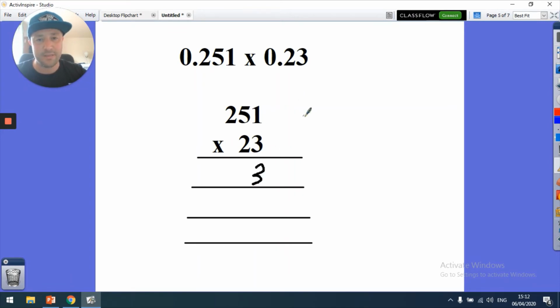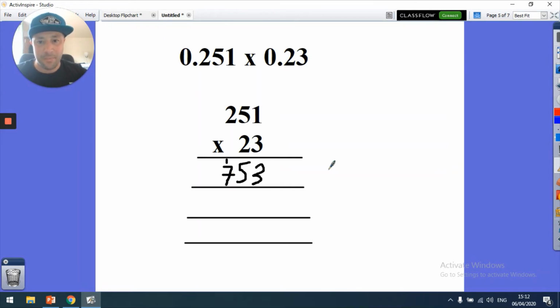Oh, dodgy 3. I'm using my mouse. 3 times 5, which is 15. Put my 1 up there. 3 times 2, 3, 6, 7. So I'm going to put my 7 in there. You'll have to excuse it. I'm using the mouse. I don't have a pad.